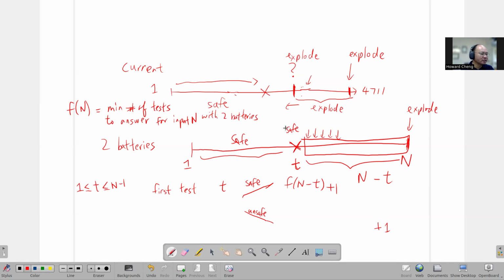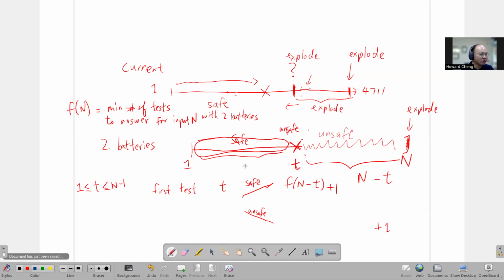If, on the other hand, this is unsafe, so that's the other option, then I know that all of these things are unsafe as well. And my answers are over here. But because this is unsafe, I now lost a battery. So I have lost the battery. And the only thing I can do now is to check everything one at a time from 1 up to t minus 1.